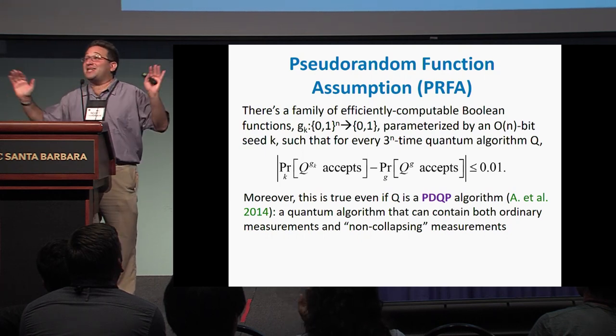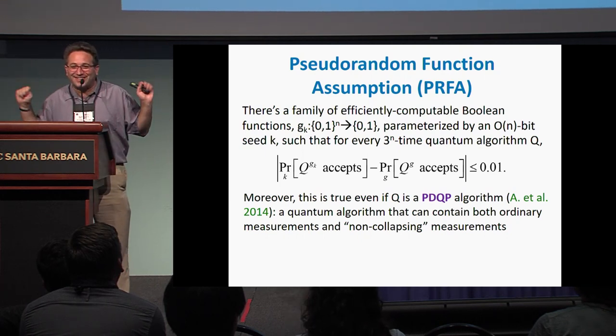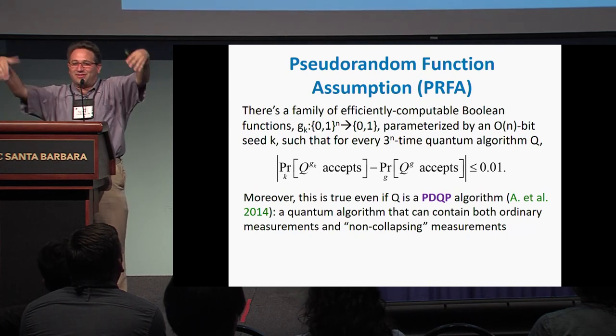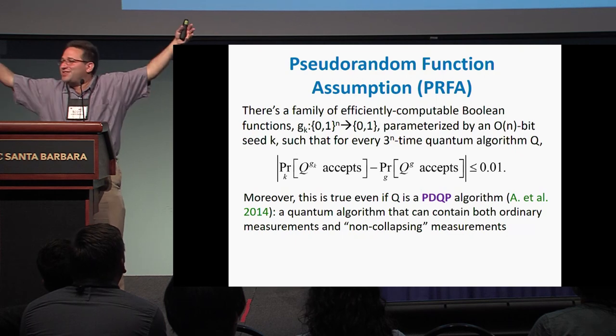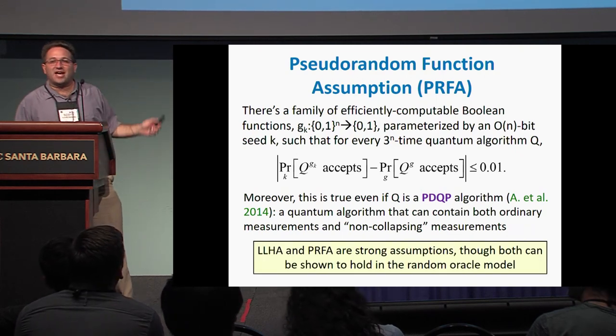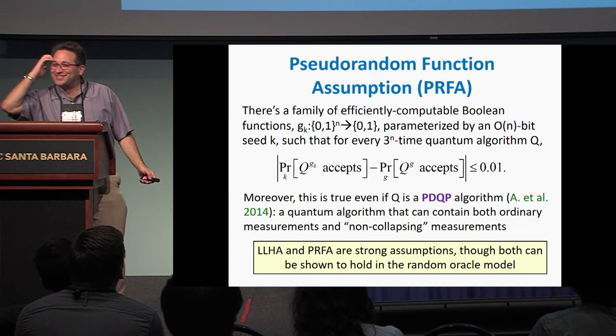So lattice-based crypto is no good for that. But anything based on, let's say, some AES type of completely scrambling function, I think it should be fine. And this again holds in the random oracle model, this assumption.